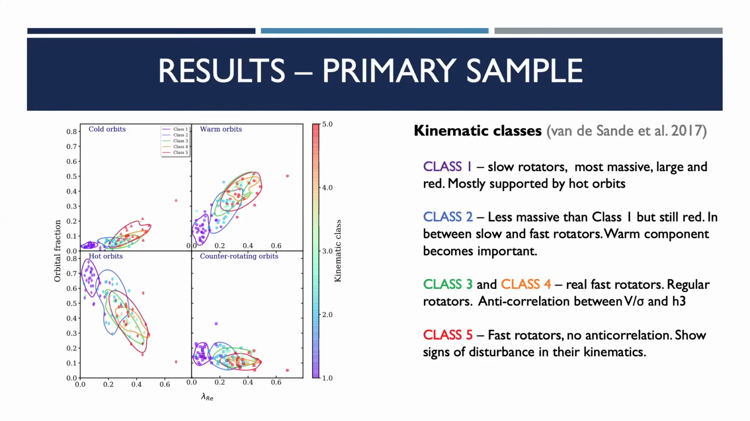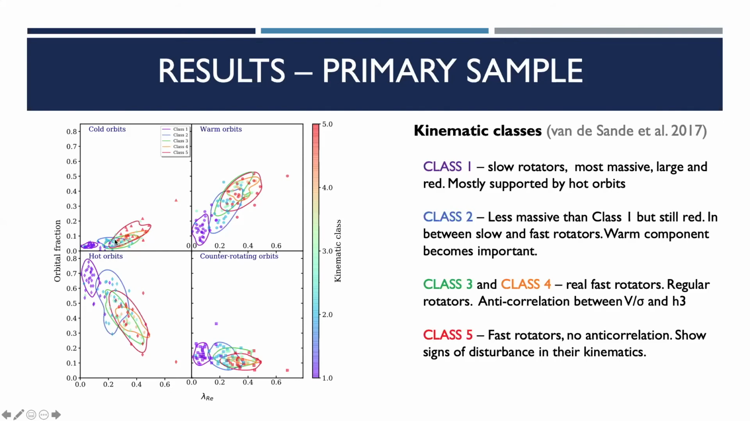These kinematic classes were defined by van de Sande 2017 for SAMI galaxies. High order stellar kinematics, in particular the V over sigma versus H3 signature, were used to classify galaxies into 5 distinct classes. Galaxies belonging to class 1 are the most massive, large, and red. They're plotted as purple here, but they're red galaxies.